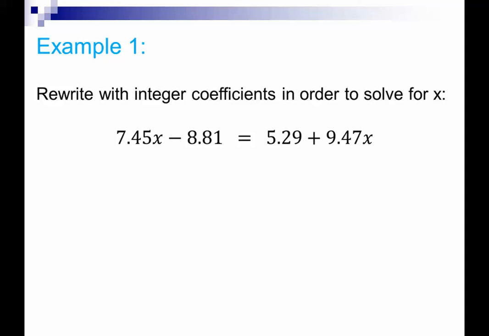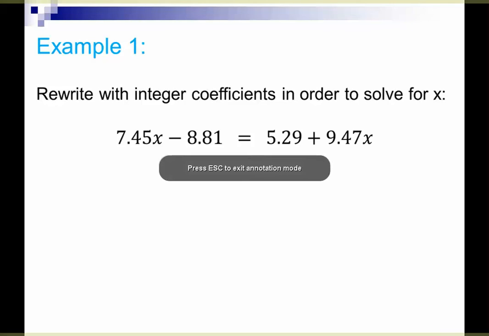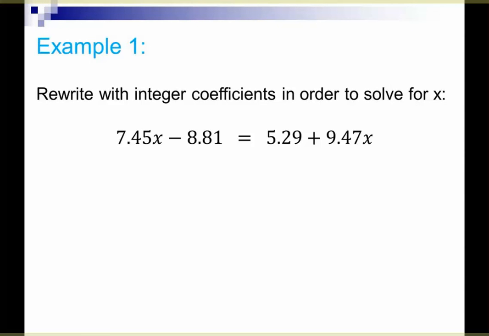If you haven't hit pause yet, go ahead and hit pause. Otherwise, I hope that you have finished this. Let's see how you did. So we're going to begin by multiplying by a power of 10. And for this problem, since all of our decimals, it appears, go out to the hundredths place, let's counteract that by multiplying both sides by 100. So I'm going to multiply the left side by 100. I'm also going to multiply the right side by 100.